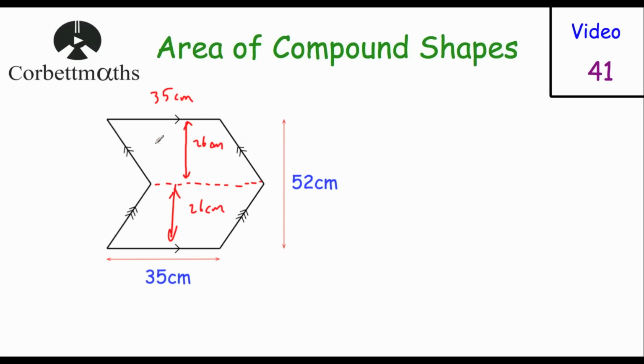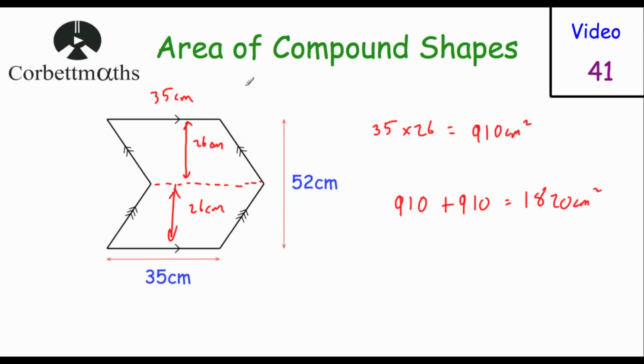So all we need to do is work out the area of this parallelogram and the area of this parallelogram, and then add them together. The area of a parallelogram is the base times the height, so that's 35 multiplied by 26. And when we do that, we get 910 centimeters squared. Now these two parallelograms are identical, or congruent, so that means that they both have the same area, so it's going to be 910 plus 910, and that's equal to 1820 centimeters squared. And that's it.